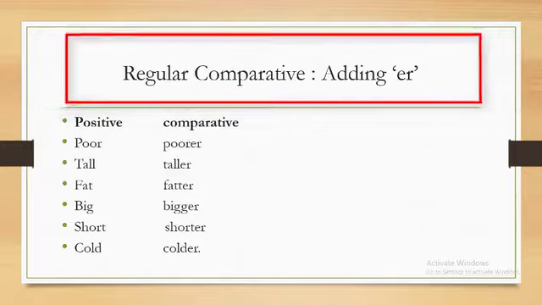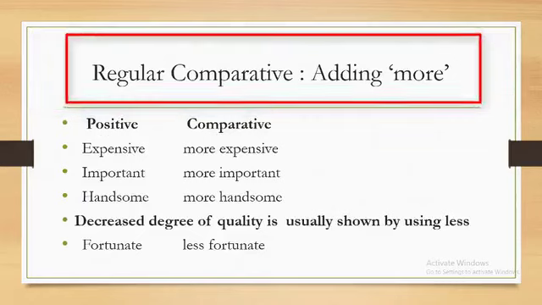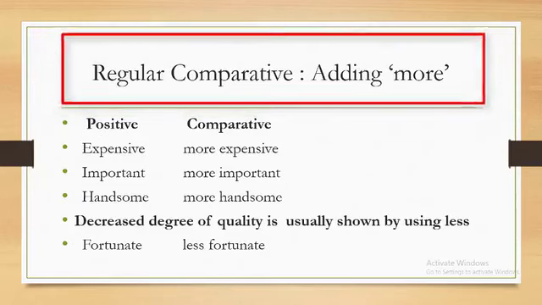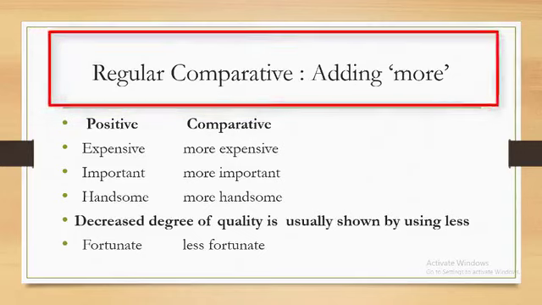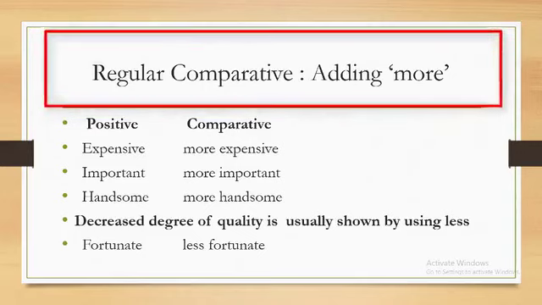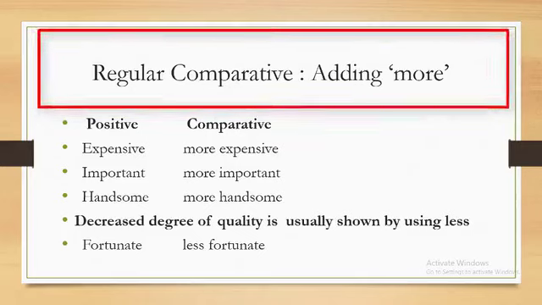So we have poor, poorer, tall, taller, fat, fatter, big, bigger, short, shorter, cold, colder. When we have more than two syllables, we add more. Expensive, for example: it's more expensive, there's nothing like expensiver. More important, more handsome, more beautiful, more intelligent. Like that.